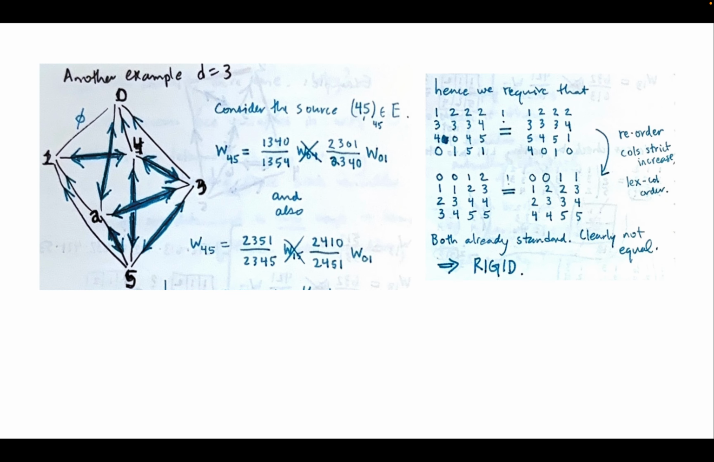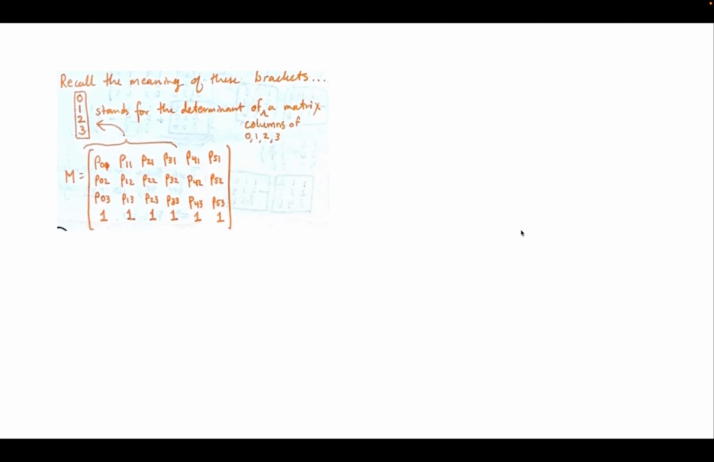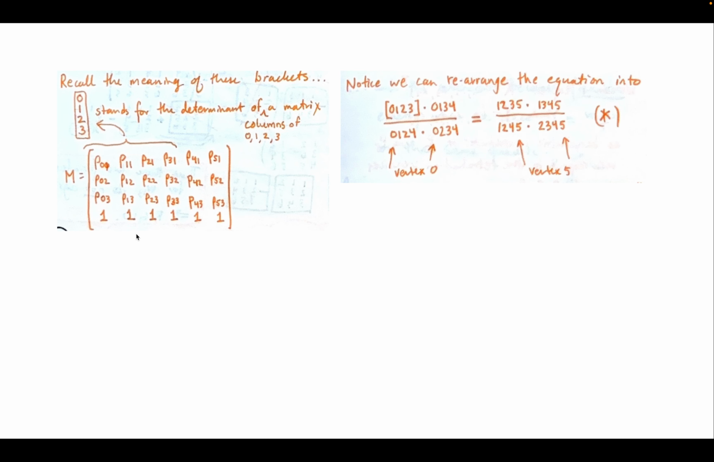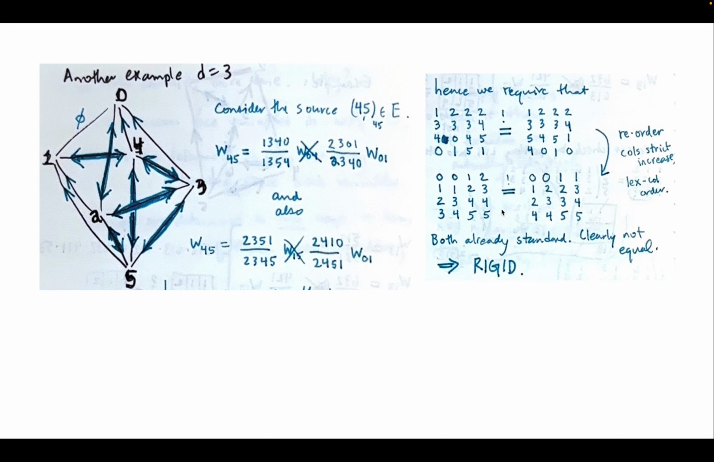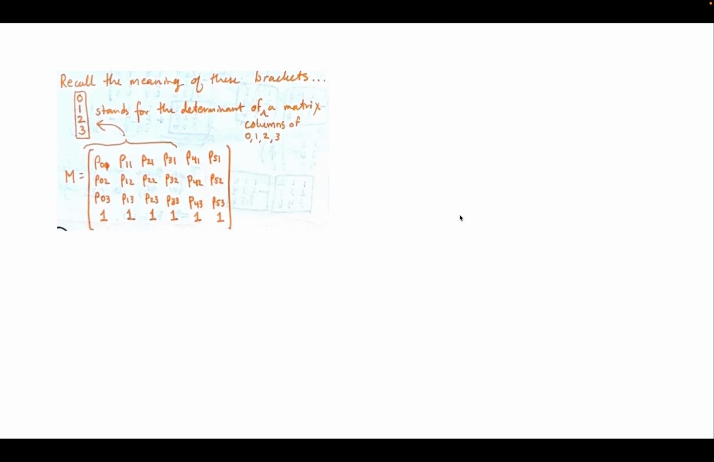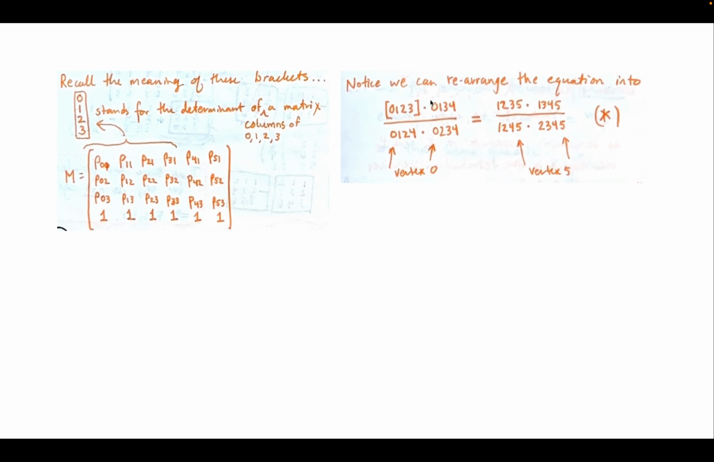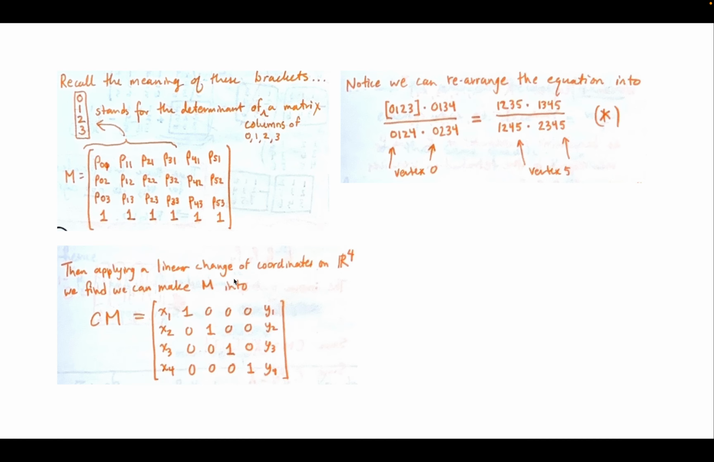Okay. But I want to keep going because, yeah, we know it's rigid, but what if this were true? So let's remember what these columns mean. 0, 1, 2, 3 just means this determinant right here. It's a signed volume of a tetrahedron. And if we rearrange our equation here, not by clearing denominators, just rearrange it like this so that vertex 0 appears here and vertex 5 appears here. And then we can apply a linear change of coordinates to R4. So remember, the relationships between these minors are completely invariant under invertible 4x4 matrices.